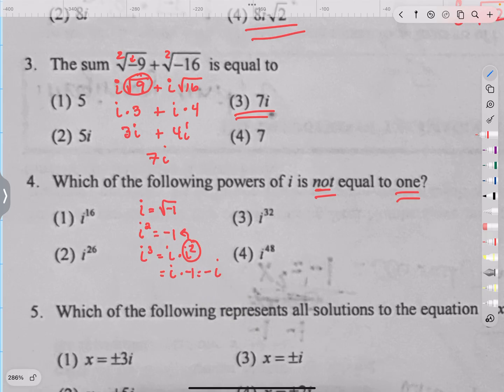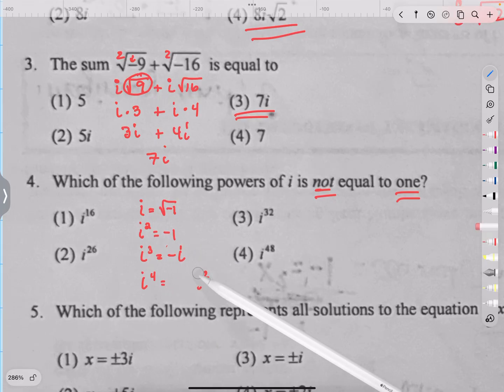So i cubed is negative i. Ooh, boy. But again, I just derived it, right? So it's negative i. And then i to the fourth, that's like an i squared times an i squared. And i squared is equal to a negative 1. So it's negative 1 times negative 1, which is a positive 1. Alrighty, so how does that help us answer the question?